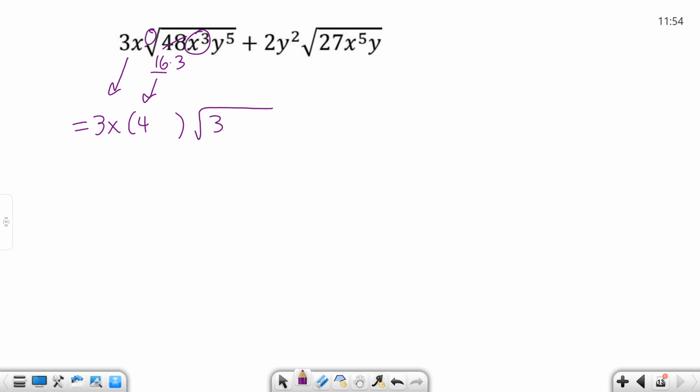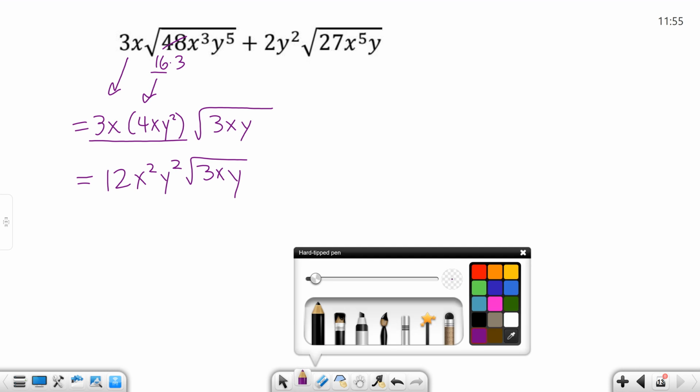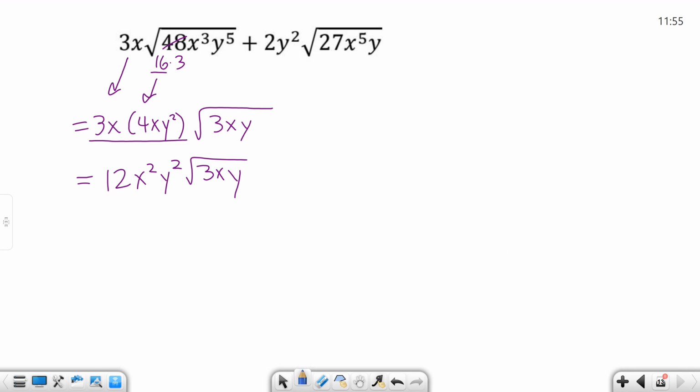What about x to the third? 2 goes into 3. We've already seen that one time. That's the 1 that's here, and then 1 left over. And what about y to the 5th? 2 goes into 5 twice, so that's the y squared with 1 left over, okay? And then if I finish this term out, this is going to be 12x squared y squared times the square root of 3xy.